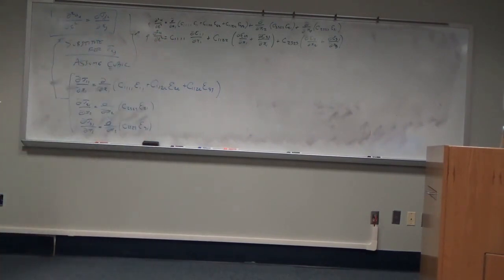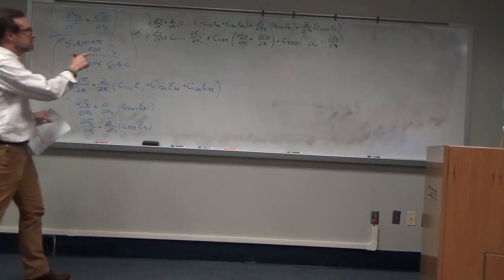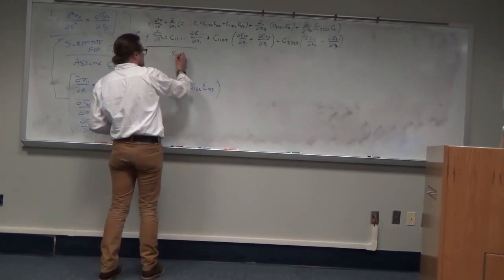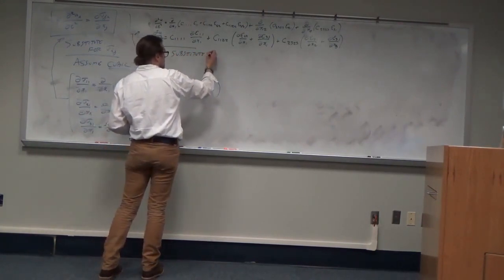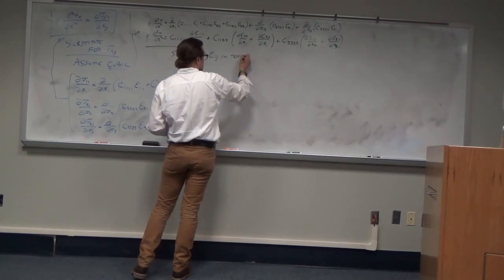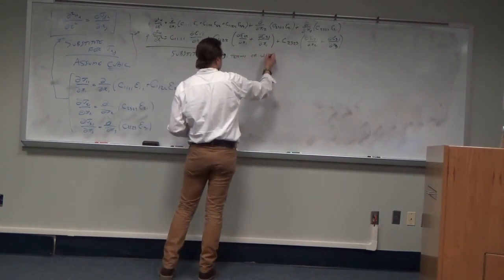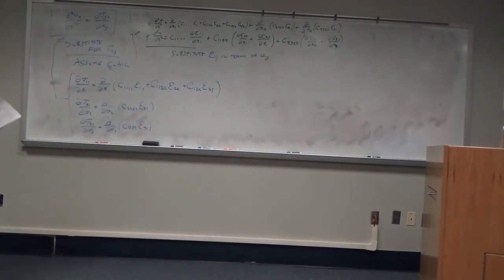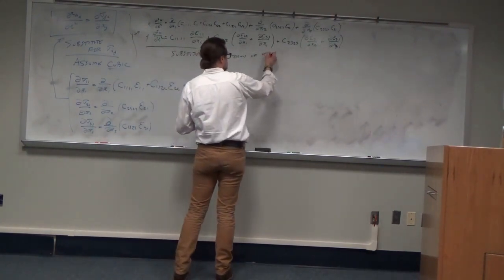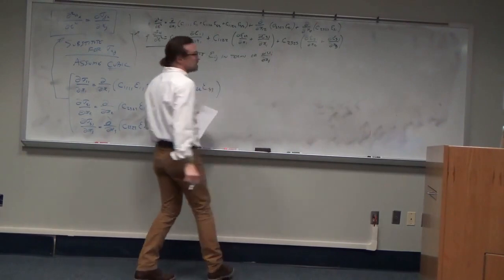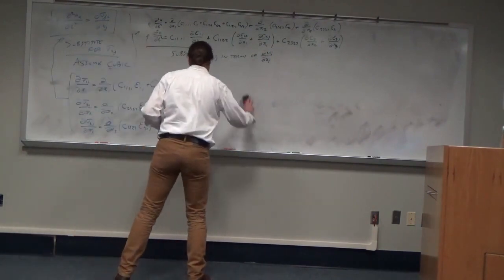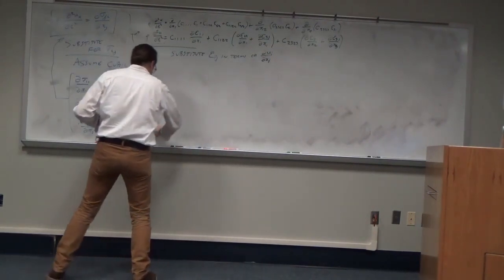So we got those, but in order to solve this, we have to substitute epsilon ij in terms of u ij. Right? We need to get the argument in terms of du dx. That was our definition of strains.